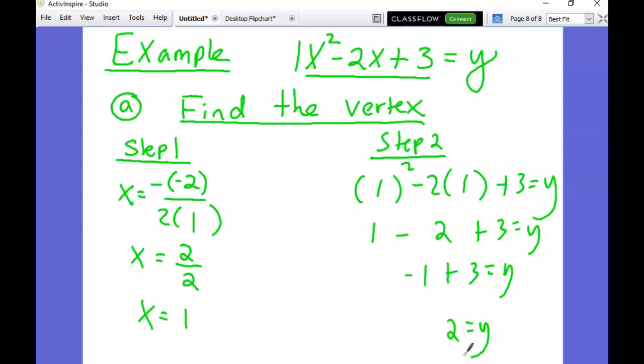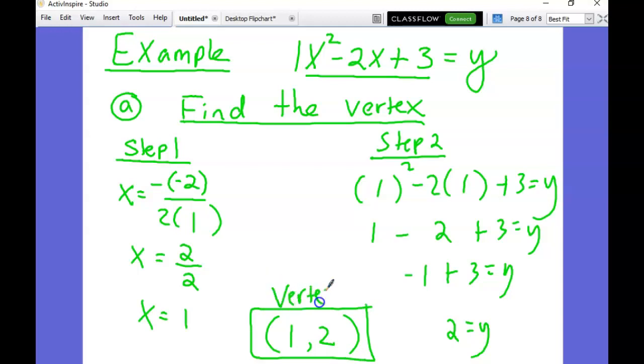And here's what I'd like you guys to write for your final answer. It's a point, right? What's the x value? 1. And the y value? 2. So this is my vertex. Now you guys notice I called this part A?